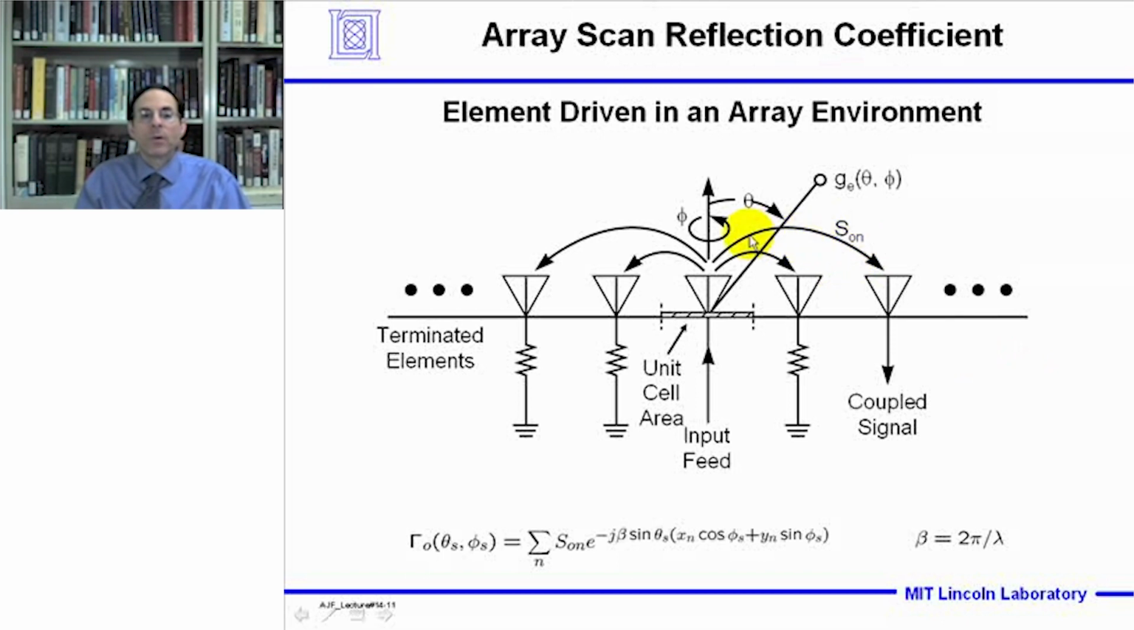Now, by measuring or calculating the coupling coefficients in an array environment, we can then calculate the array's scan reflection coefficient by the equation shown here. It's the summation over the n elements in the array of the complex mutual coupling times a phase factor, which essentially steers the beam in the direction of the desired scan angle.